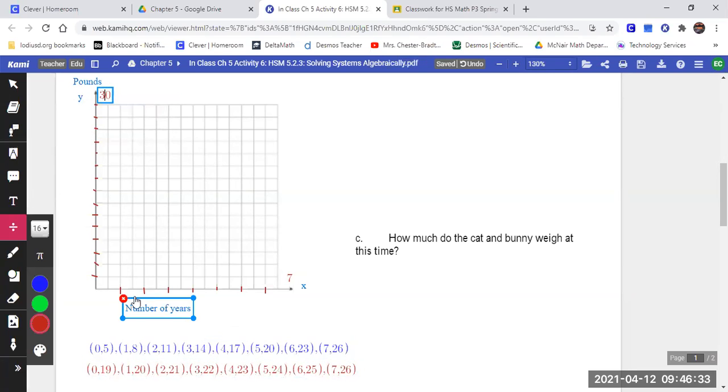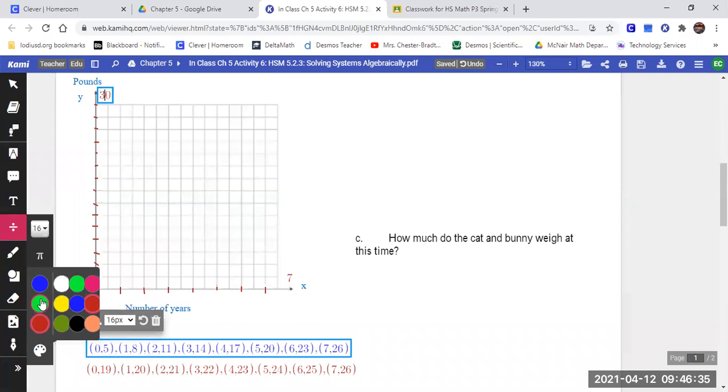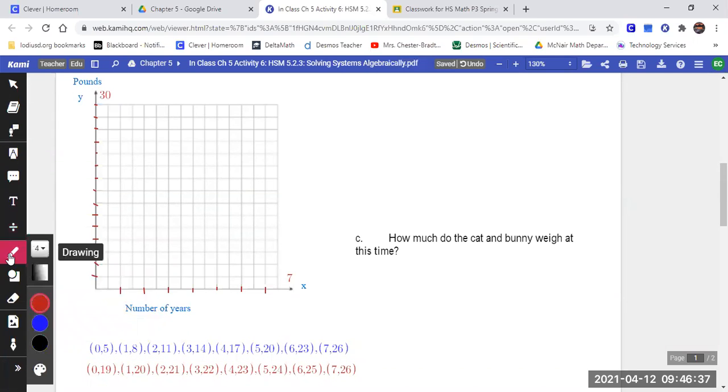Okay, now we're going to go graphing. The first one is blue. So we're going to get our dots and we're going to make sure they're blue because that's the bunny. At year 0, it's 5 pounds. But each line up is worth 2, right? So that's 2, 4, and halfway will make us 5. Put our dot.